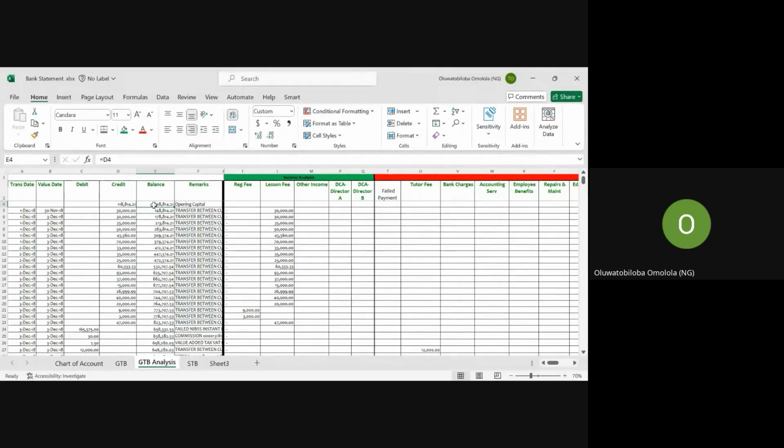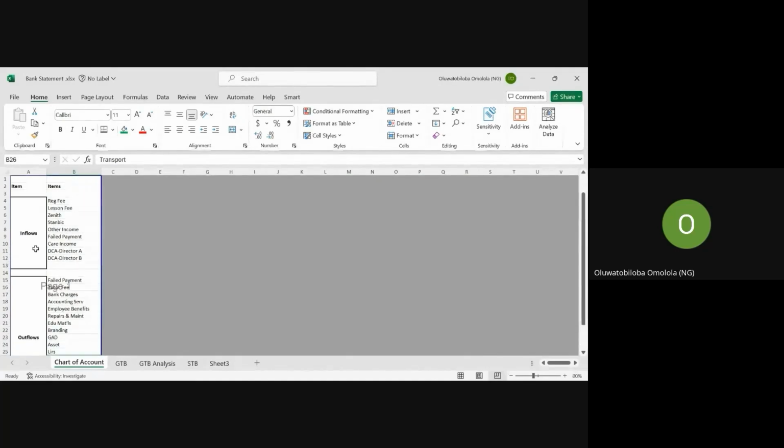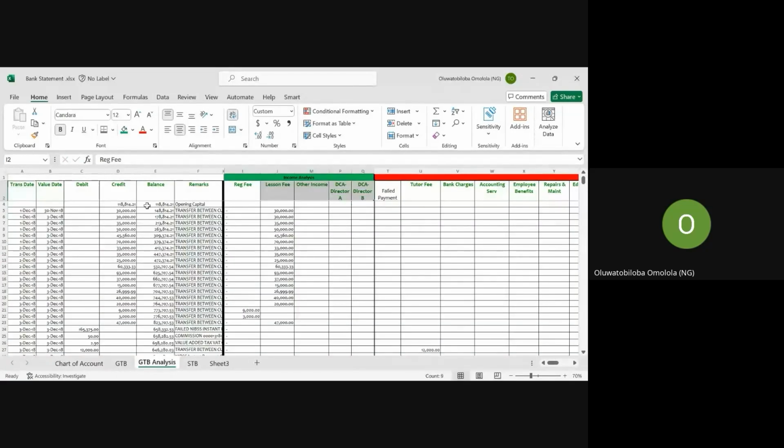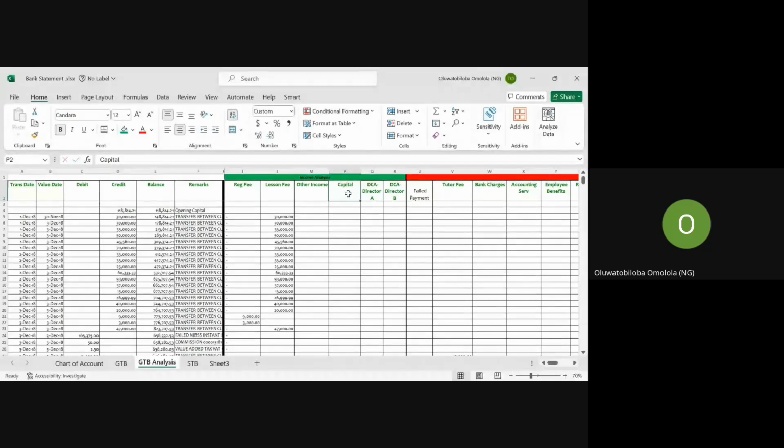is the directors of the company, the owners of the company, who have brought in money to the business. So there's no place where I recognize opening capital in my chart of account for inflows. So I have to put equity or capital to show that, okay, in inflow, money came in and this money is for capital. So I'll put it there. I'll link it equal to this guy.